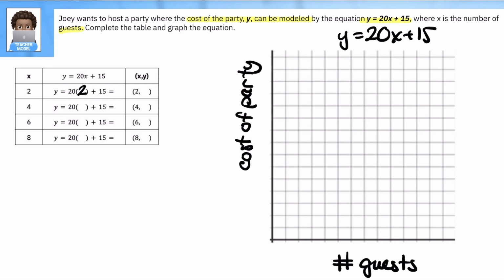20 times 2 is 40. 40 plus 15 is 55. And so I could just do that each time to figure out all of these points. You can do that. 120, so this would be 135, 160, 175. So that's one way to do this. I'm going to show you another.